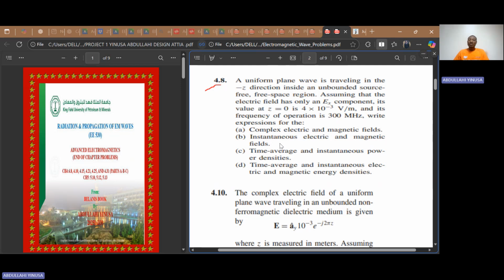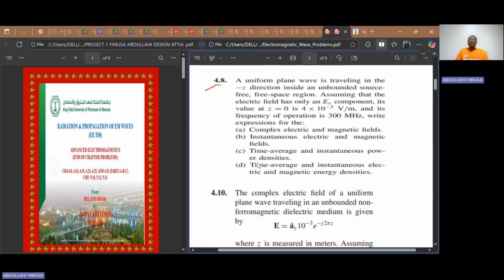Now the instantaneous electric and magnetic fields. Instantaneous means you are going to introduce the e raised to power j omega t term into it. We are going to have 4 times 10 raised to power minus 4 cos, and we introduce the cosine of omega t minus beta z. The magnetic field too, we are going to change it to e raised to power j; you introduce the time dependence e raised to power j omega t into it.